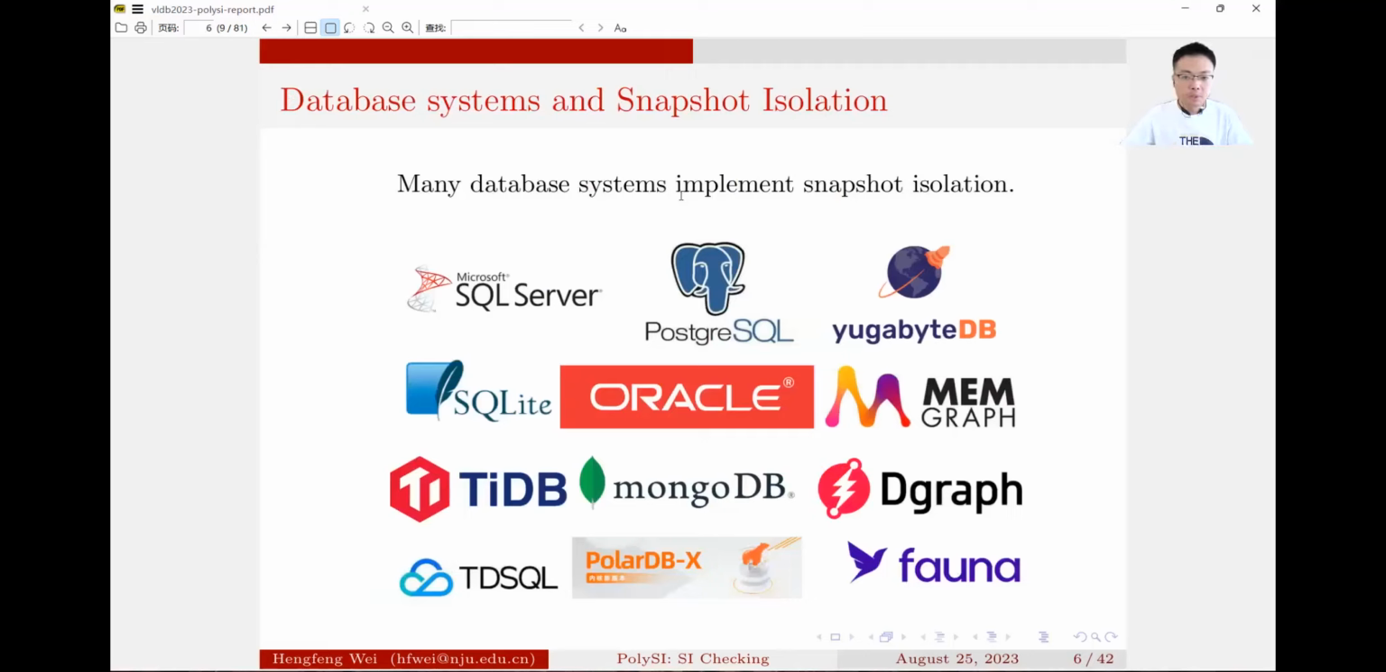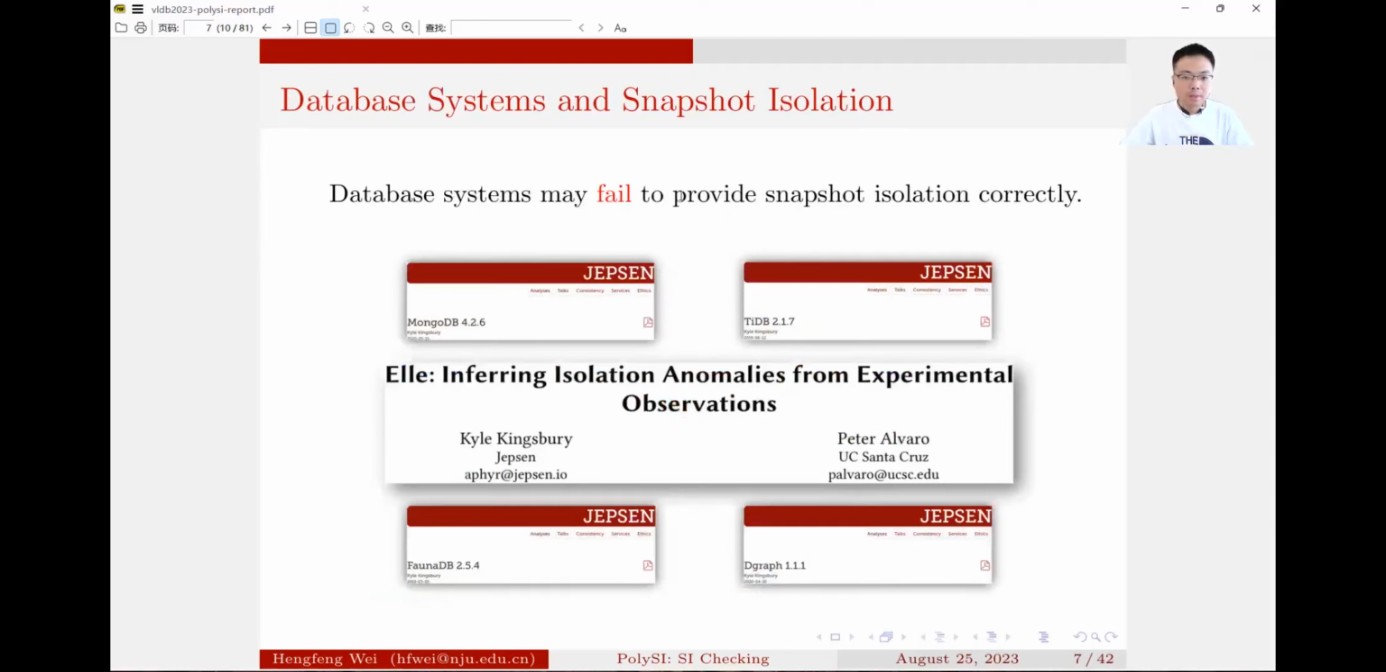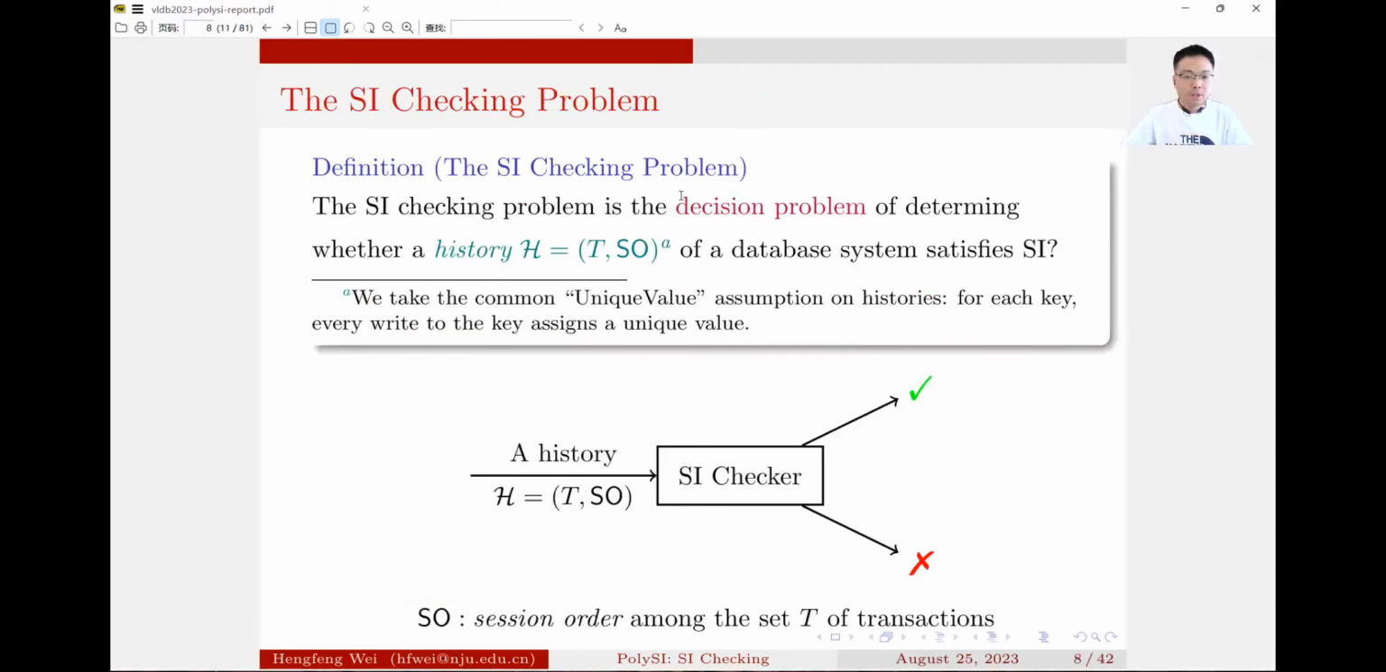Many database systems implement snapshot isolation. However, they may fail to provide snapshot isolation correctly. The SI checking problem is the decision problem of determining whether a history of a database system satisfies snapshot isolation. Here, a history is a pair consisting of a set T of transactions and the session order between these transactions.